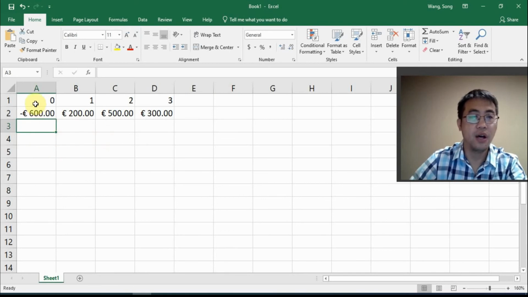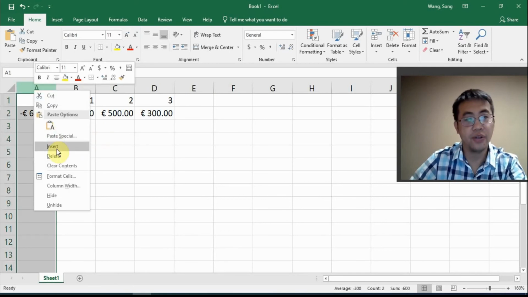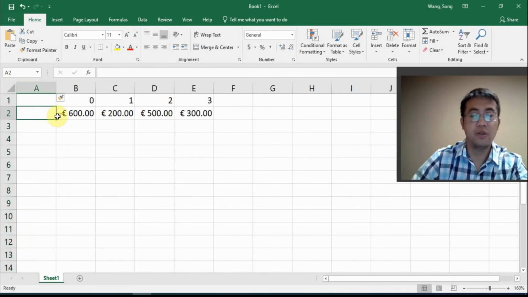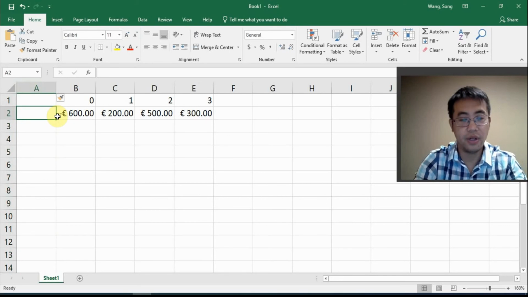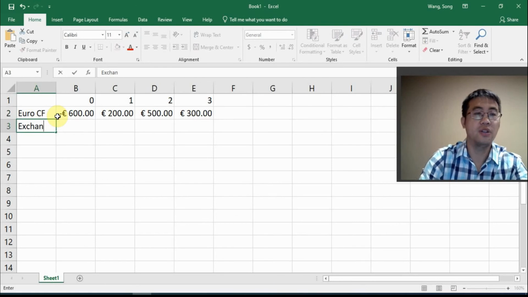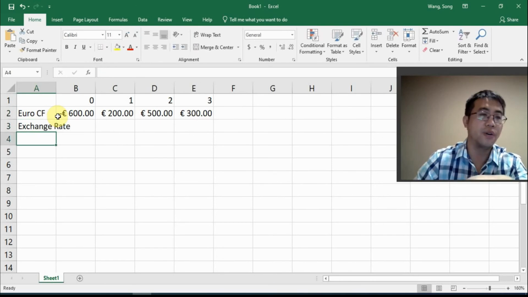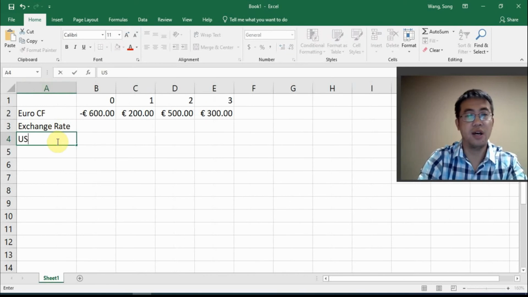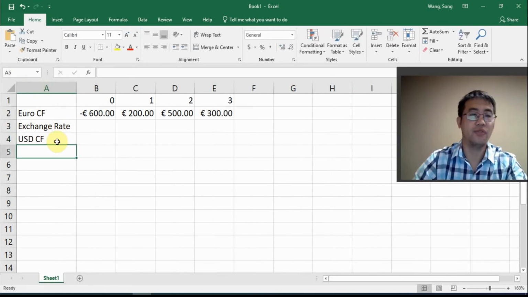So once I have the euro sign, once I have this euro cash flows layout, then I need to work on the free cash flows in US dollars. And I definitely will need to use the exchange rates. So right here, the cash flows are in euros. This is a euro cash flow, as you can see. I also need to work on the exchange rate for euros, and then I will get the cash flows in US dollars.